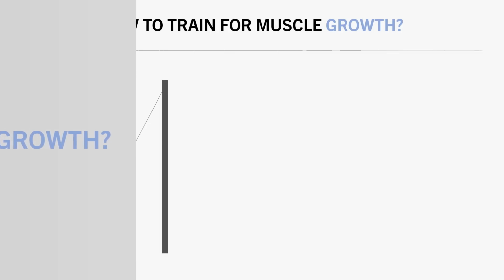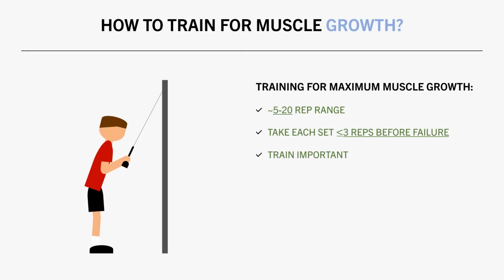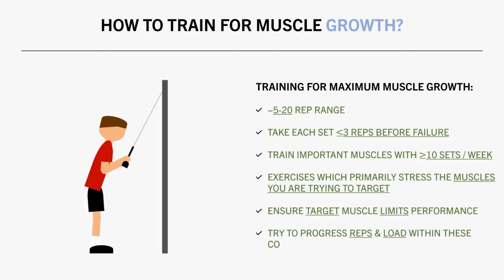As a brief overview, the most important considerations to train for muscle growth include the following. Train somewhere in the approximate 5 to 20 rep range and use a load that is sufficient to achieve this. Take each set close to failure, leaving no more than around 3 reps in reserve. Train the muscles you want to maximize growth for with sufficient volume, at least around 10 direct sets per week. Select exercises which primarily stress the muscle you are trying to train. Ensure the target muscle is what fatigues first and limits performance of each set by training with fairly strict technique. And try to progress the reps and load you use over time within these constraints.